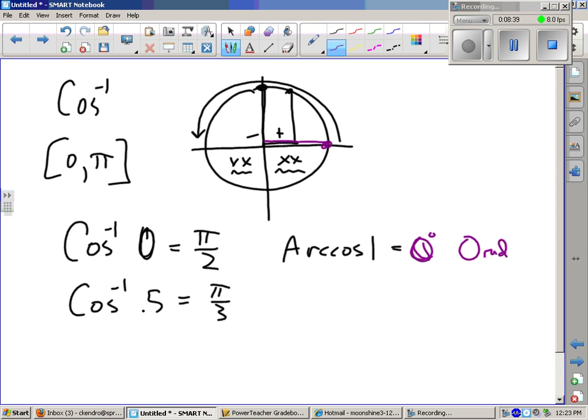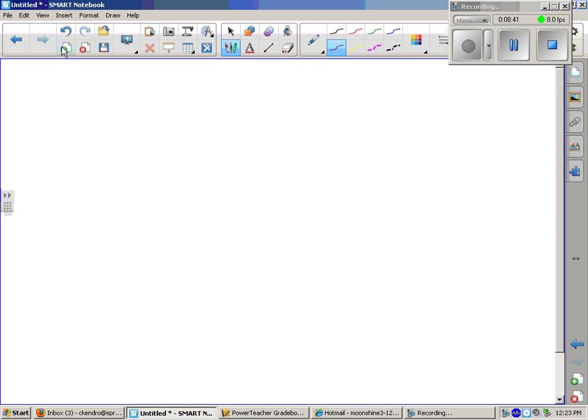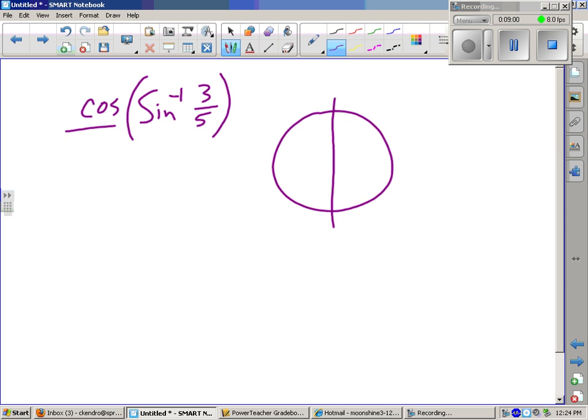Now, a couple more things. Let's say I had this, the cosine of the arc sine of 3/5. Now 3/5 isn't on our circle either, but we want to know the cosine of it. I don't really need the angle. So what I'm going to do is draw a triangle. Positive sine in its restricted zone is in the first quadrant. Sine is y over r. So if I just draw a random triangle in the first quadrant, y is 3, r is 5.